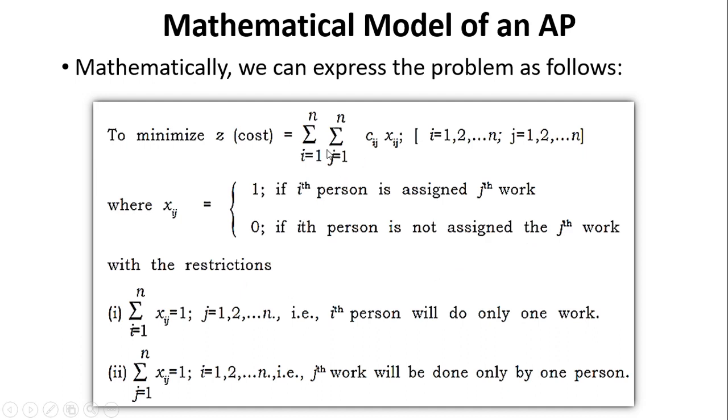So this cost function is written with the restriction that the summation of xij as i varies from 1 up to n is equal to 1 if the ith person will do only one work, and the summation of xij as j varies from 1 up to n is equal to 1 when the jth work will be done only by one person. Now, from this general mathematical model formulation of the assignment problem, we can pick a particular example to demonstrate how we can formulate a mathematical model for an assignment problem.